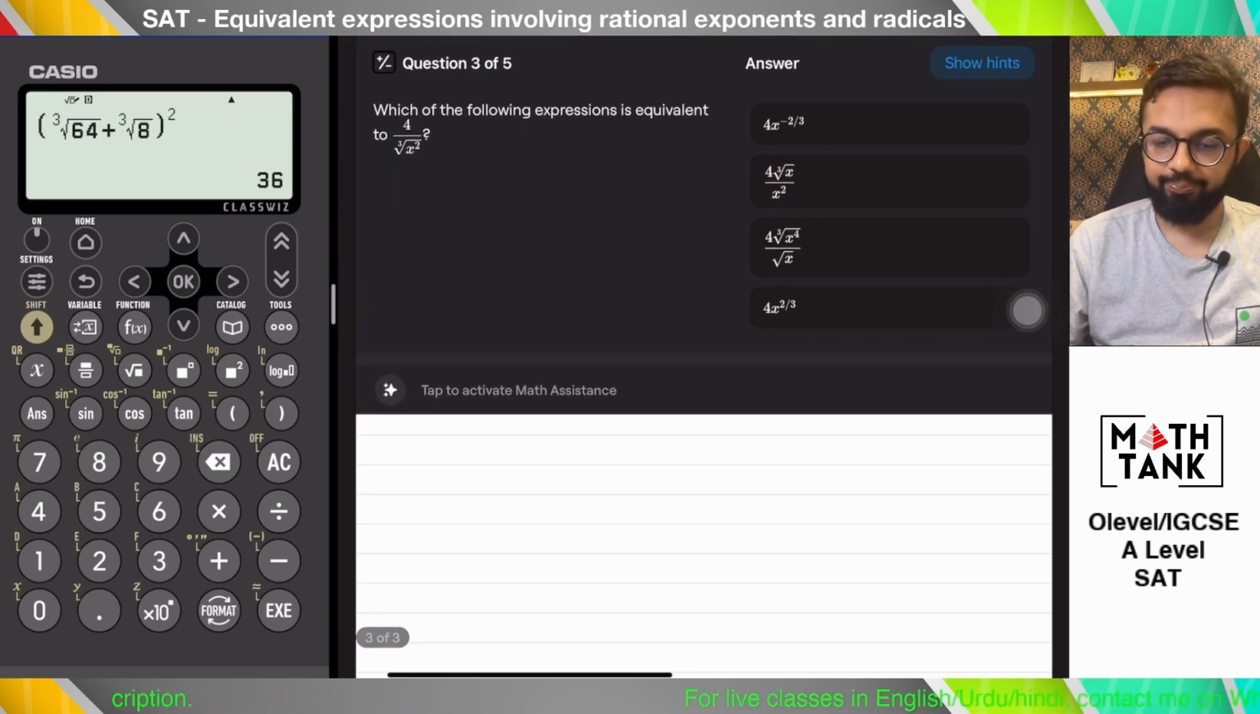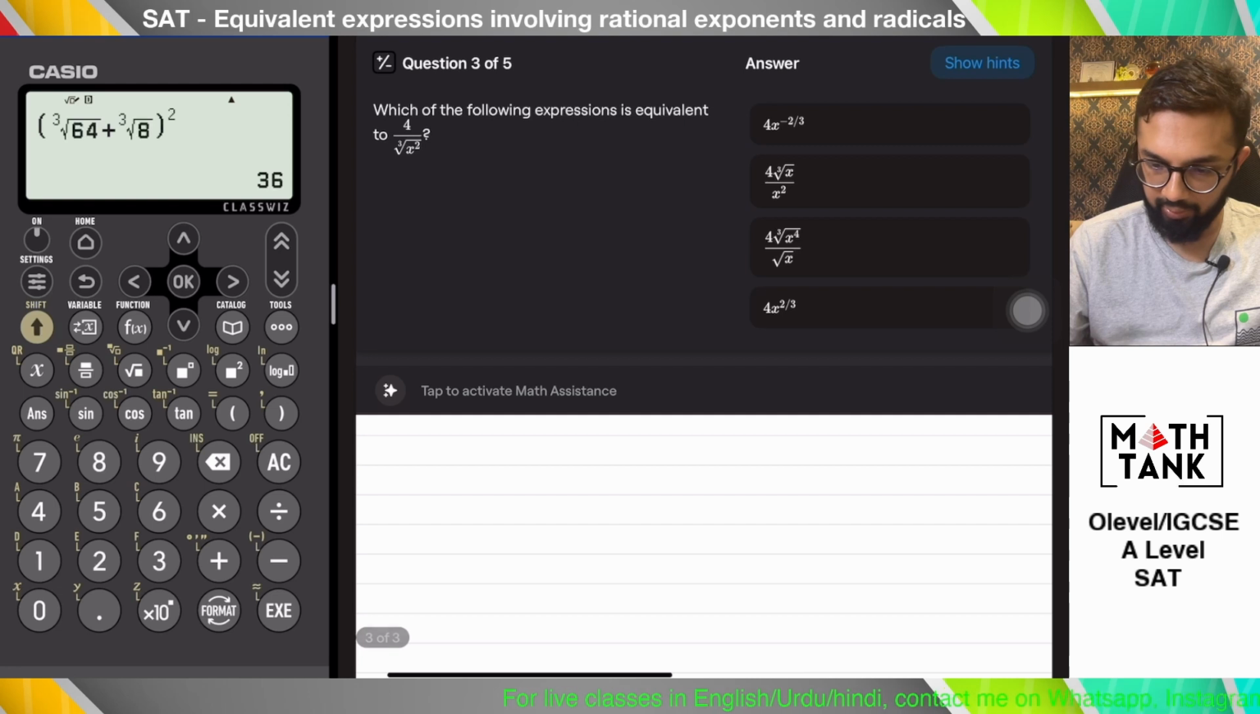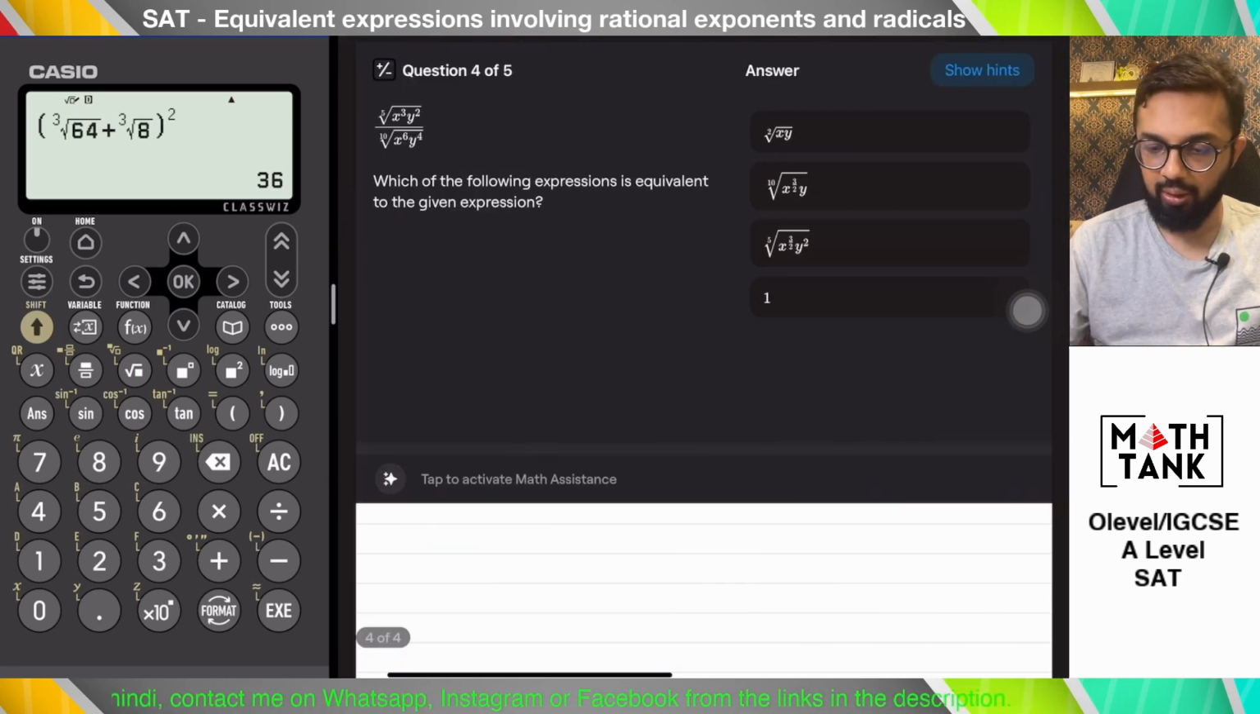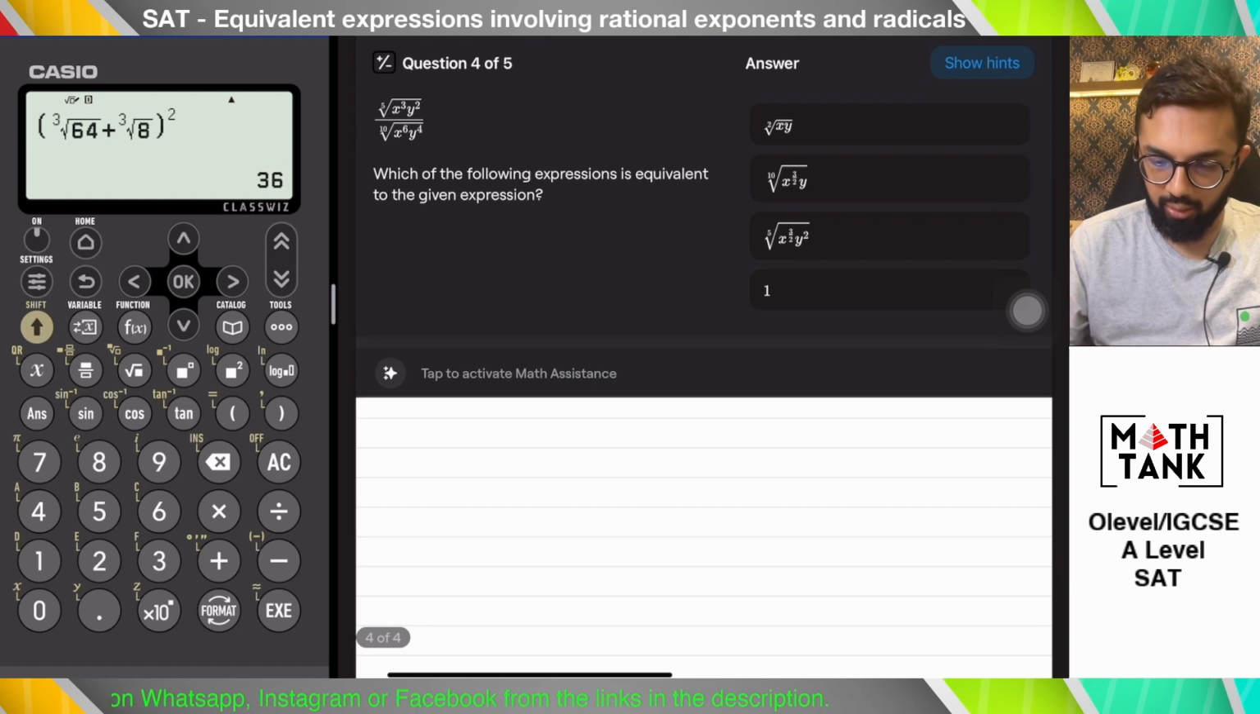Question number 3. Which of the following expressions is equivalent? Okay, so what's the denominator like? It's x power 2 over 3. To come to the numerator, it's going to become negative. That should be a correct answer. Then I think this is a similar one, and we should check this out. I think it cancels out to 1.